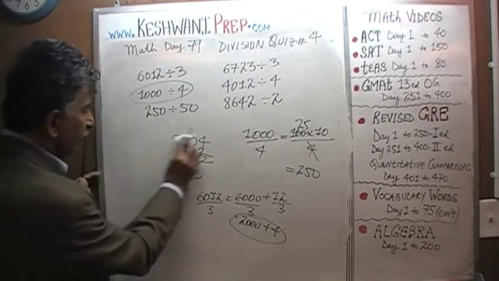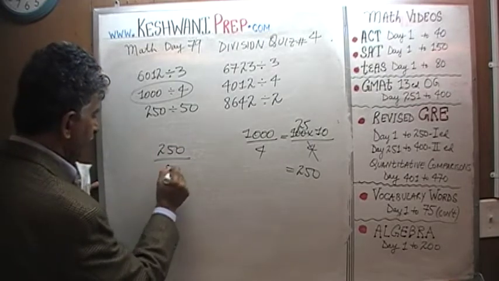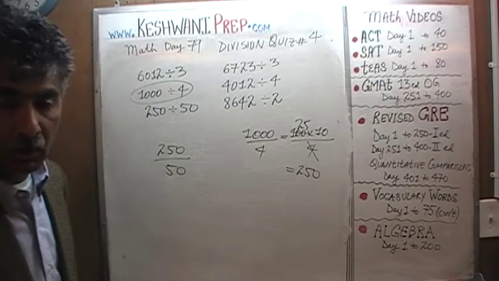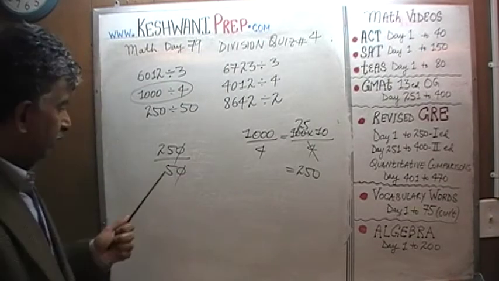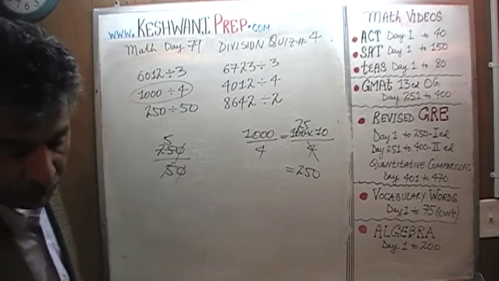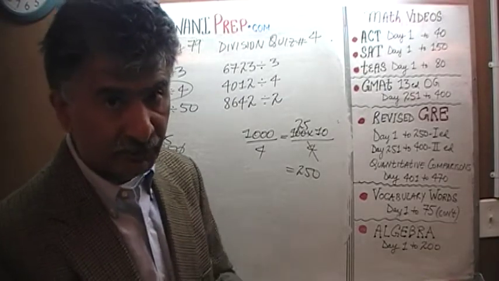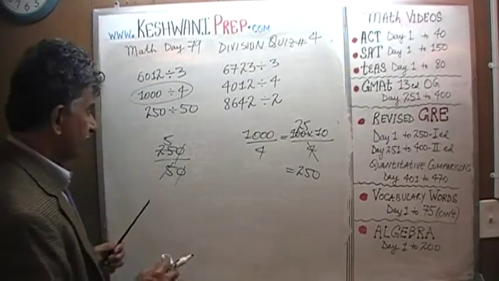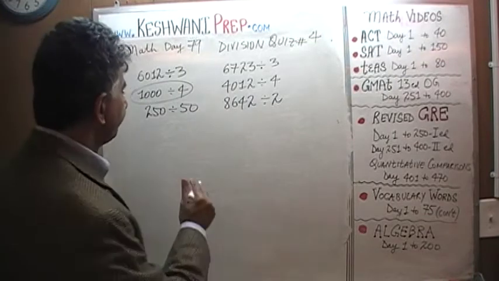250 divided by 50 is also very straightforward. Divide top and bottom by 10. And how do we show our work of dividing top and bottom by 10? It's very easy. Just knock out the zeros. And then 25 divided by 5 is 5. The answer is there are 5 50's in 250. Of course, there are 5 50's in 250, because 100 has 2 50's, 200 is going to have 4 50's, and then 250 is going to have 5 50's. That's exactly what the answer is. Let's do this one.